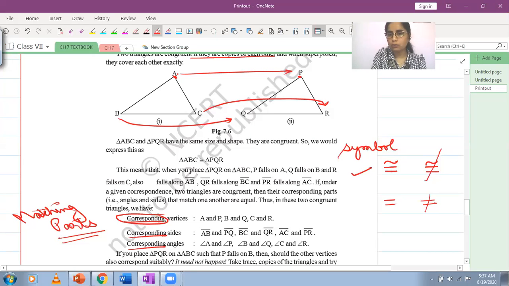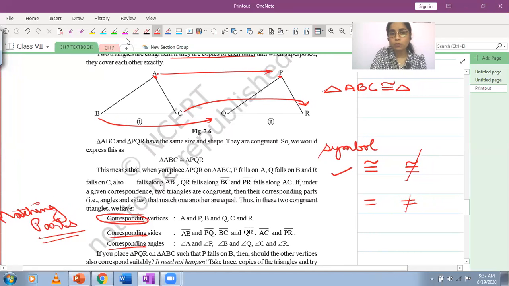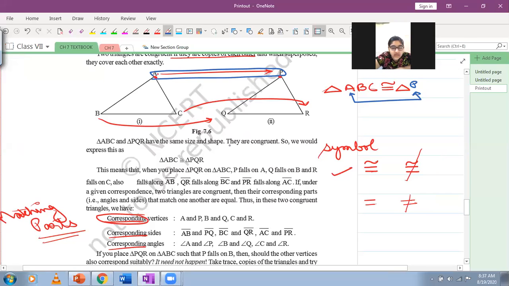So when I want to write down the congruence, this is important. I will write A, B, C. This is my first triangle. And I'm going to use the symbol of congruence. And then I want to write down the name for the second triangle. Now I want to be very careful here. So first letter A है. A के साथ कौन सा match हुआ है? P. P पहले आएगा.